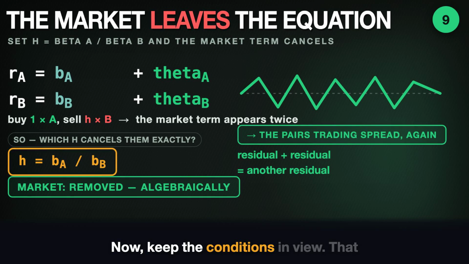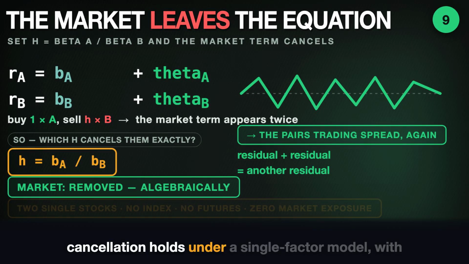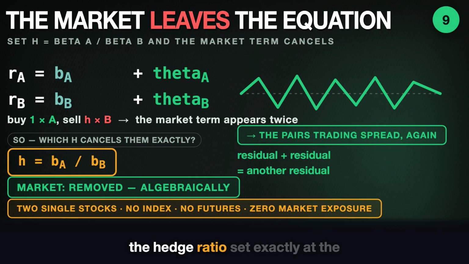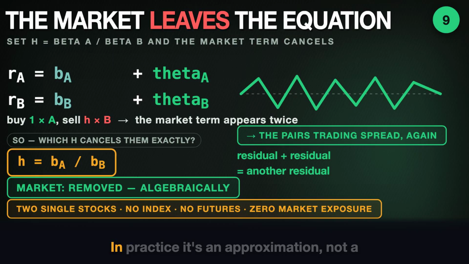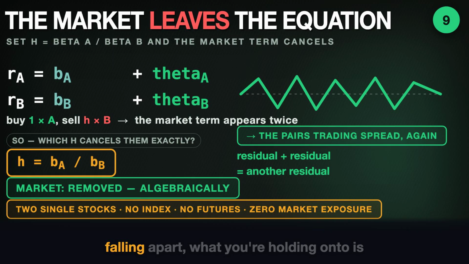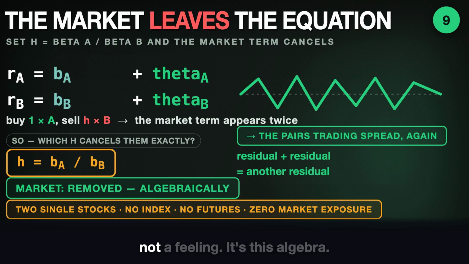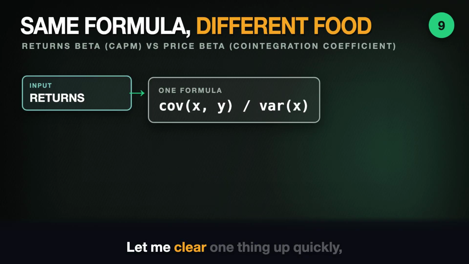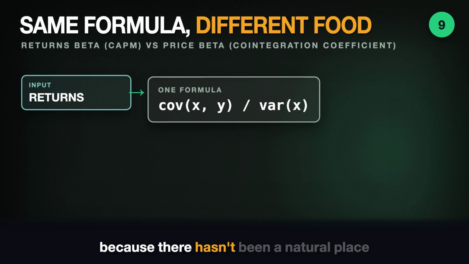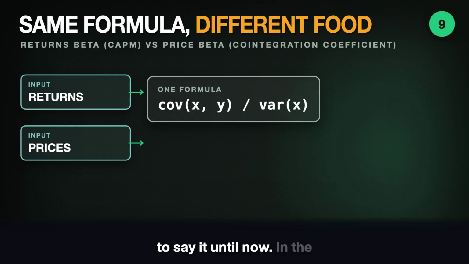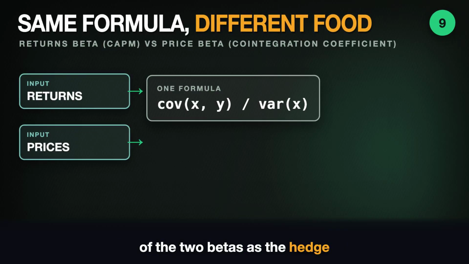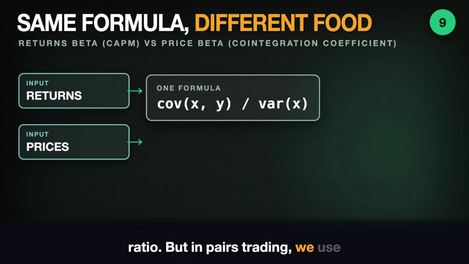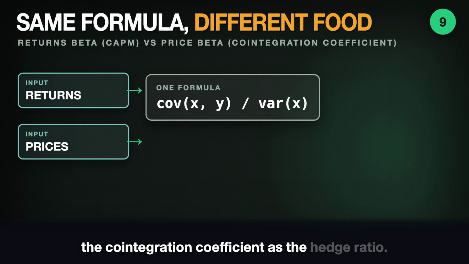Now keep the conditions in view. That cancellation holds under a single factor model with the hedge ratio set exactly at the beta ratio, with betas that don't drift. In practice, it's an approximation, not a guarantee. But on the day the market is falling apart, what you're holding on to is not a feeling. It's this algebra. Let me clear one thing up quickly, because there hasn't been a natural place to say it until now. In the market-neutral model, we just use the ratio of the 2 betas as the hedge ratio. But in pairs trading, we use the cointegration coefficient as the hedge ratio.